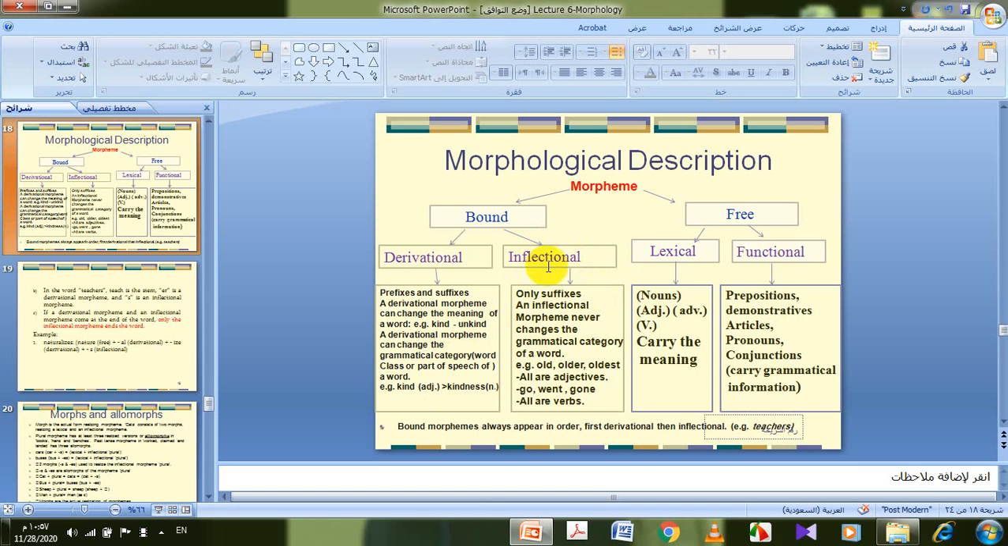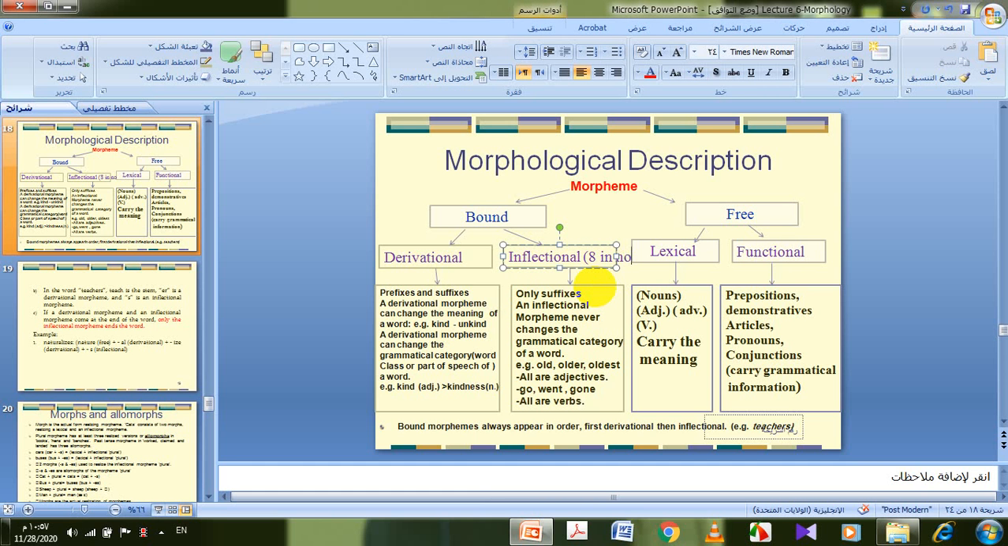They are eight in number. Inflectional, eight in number. We can write here like this: eight in number. Good. They are eight in number.